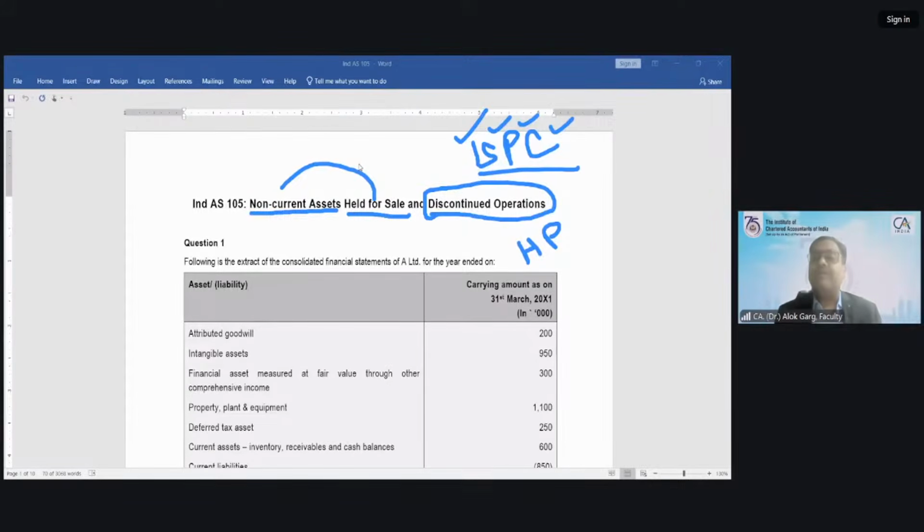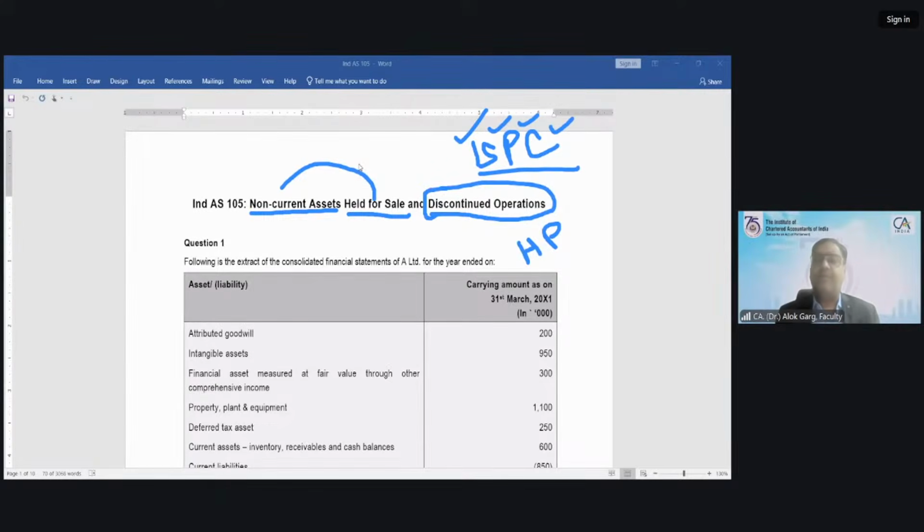When will the sale be considered as highly probable? In these situations. Number one, the management is committed to a plan to sell the asset. Number two, an active program has been initiated to locate a buyer, which means the company has started searching for the buyer.